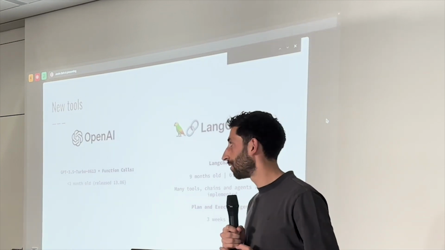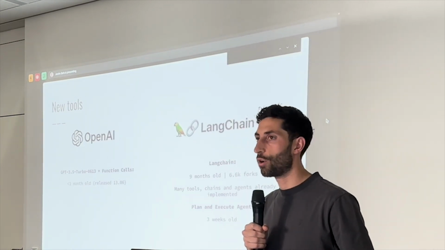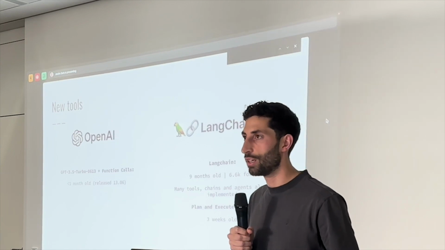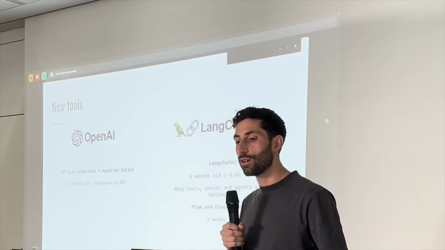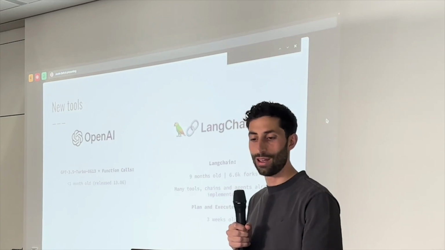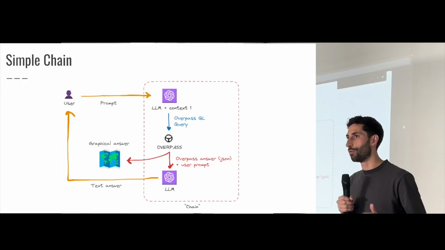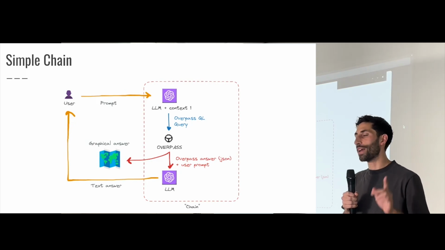And one of the tools that we found that we thought would be really useful for our project was the Plan and Execute agent. There was a paper in May about it, and on LangChain there's an implemented version that's 3 weeks old. So this is the environment we worked in, all very, very new and very unstable, and one example on the website.